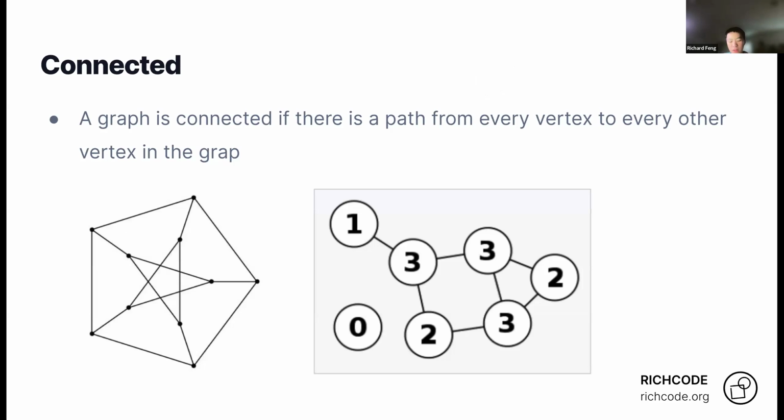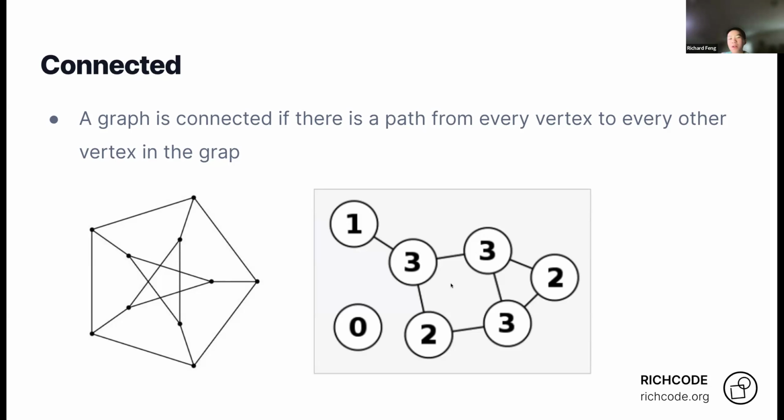So next we have connected graphs. A graph is connected if there's a path from every vertex to every other vertex in the graph. And connected components refer to a subgraph in which every pair of vertices is connected by a path. So in simpler terms, all vertices within a connected component are reachable from each other. This first picture right here is a connected graph because from any vertex, we can get to every other vertex.